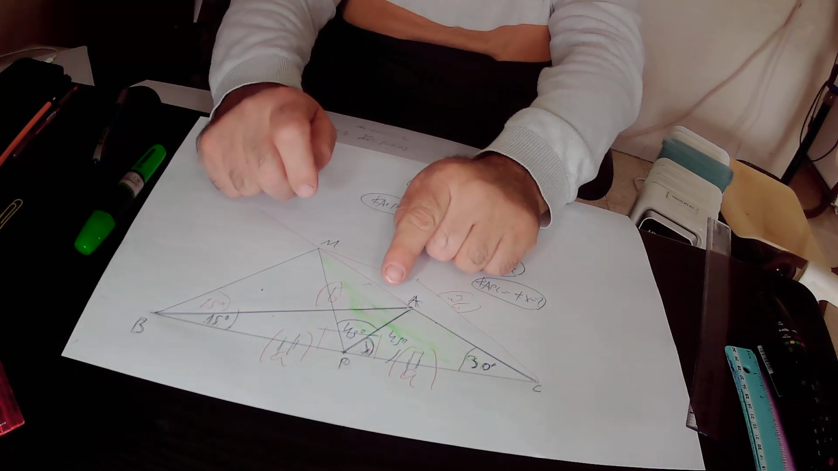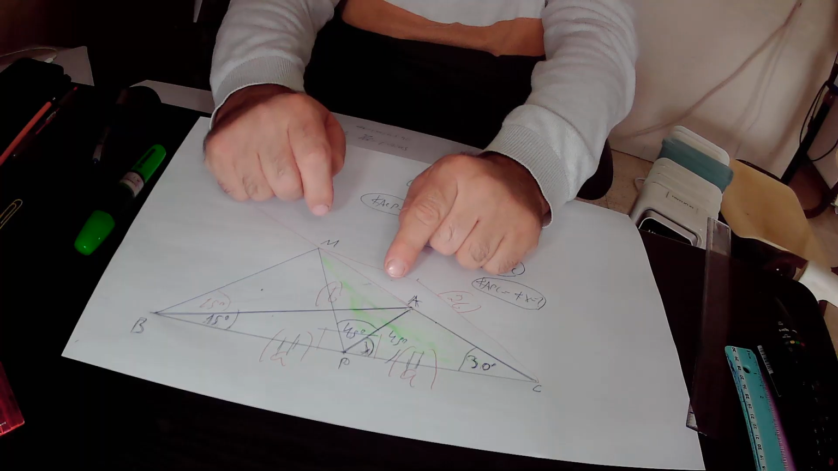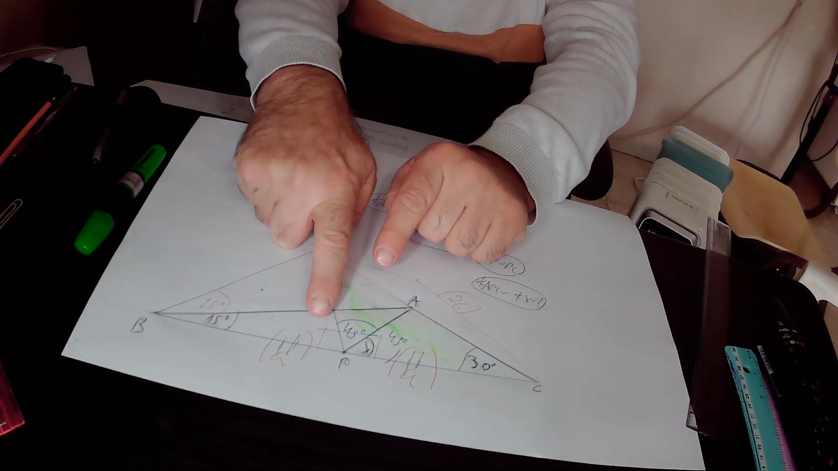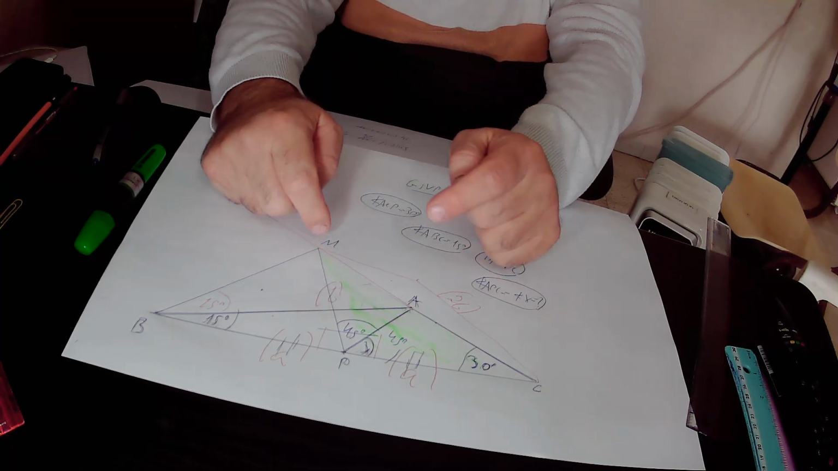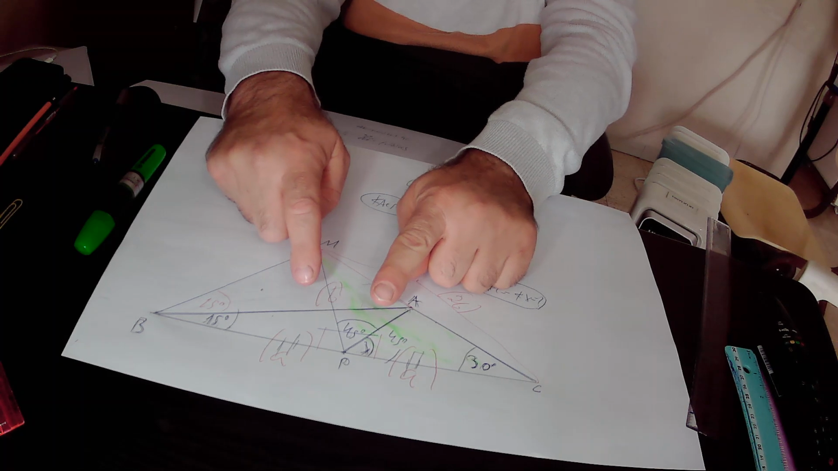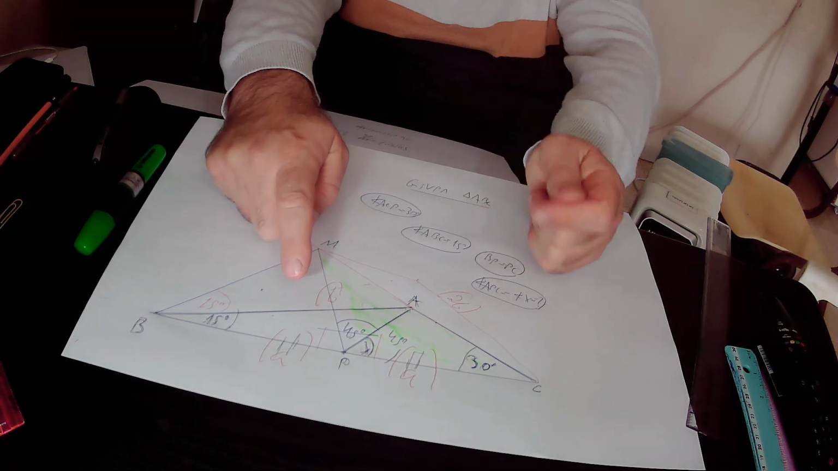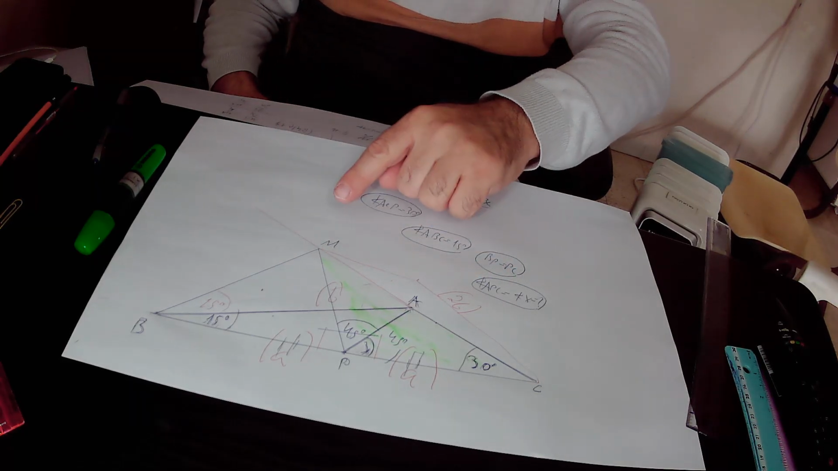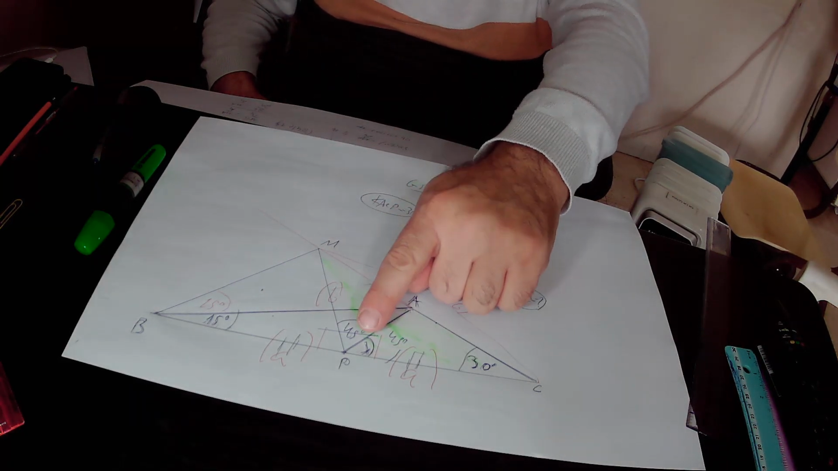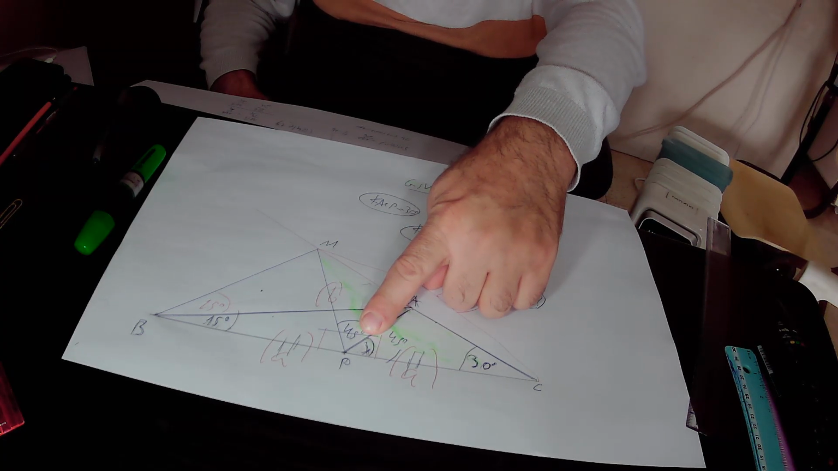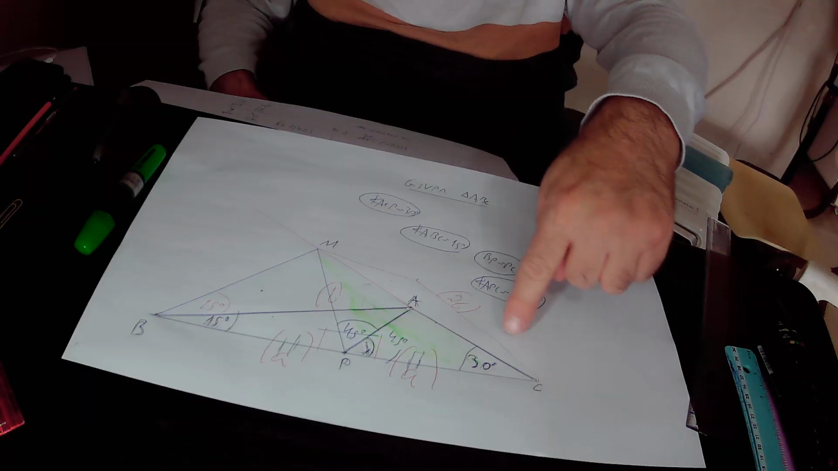So, repeat again, the perpendicular MP bisects the base BC. So this angle equals 90 degrees, and this angle also equals 90 degrees according to the construction. And the perpendicular from point M touches the base BC at point P, that is the midpoint of the base BC. So this is a right angle, therefore triangle MPC is a right triangle.